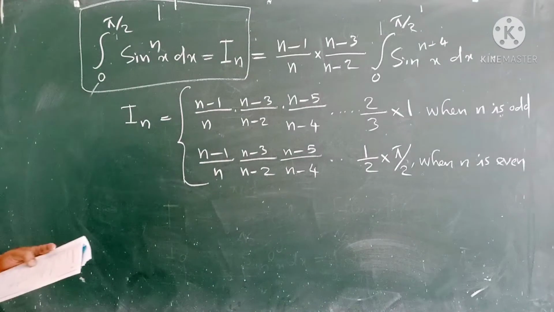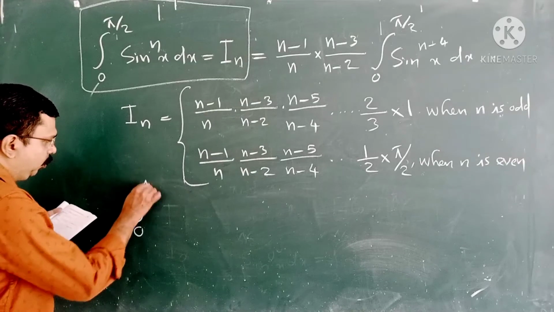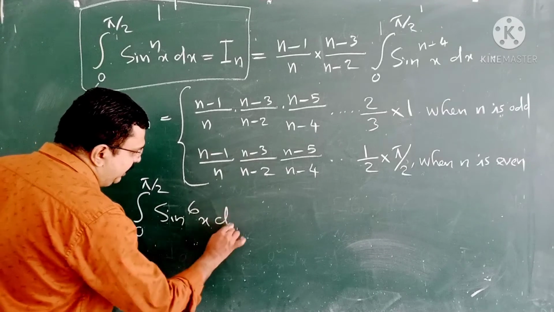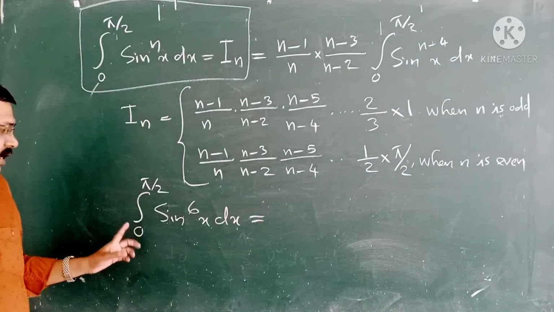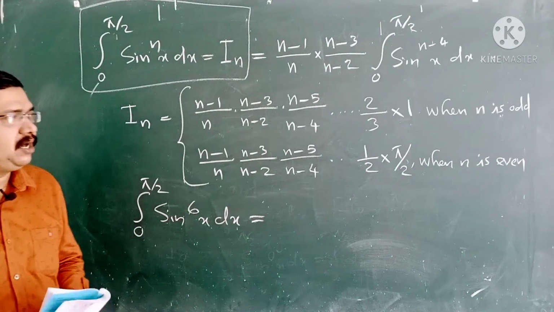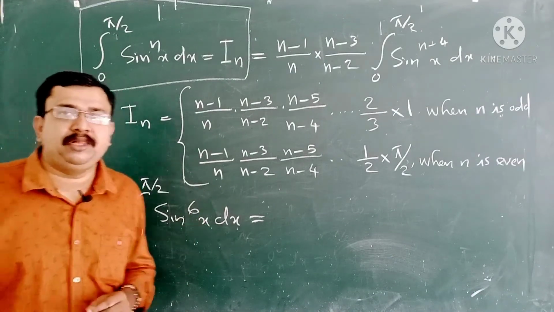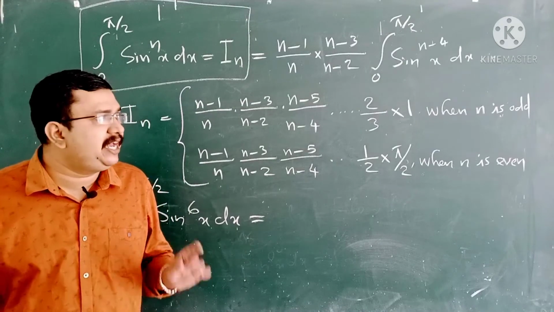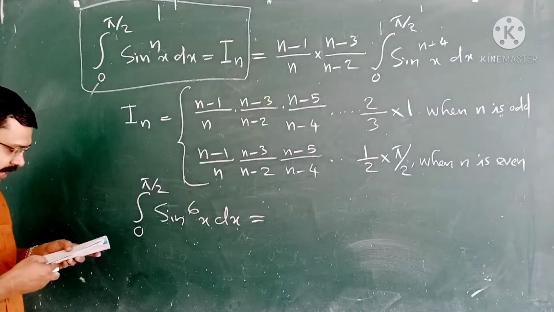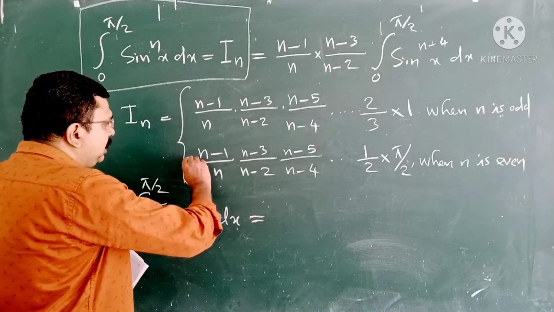My first question is find integral 0 to pi by 2 sin^6 x dx. How to find it? Remember that here n equal to 6. We know that n equal to 6 means n is even. The second condition is applying here. Therefore, we will get the second condition, n is even. This was the second condition.